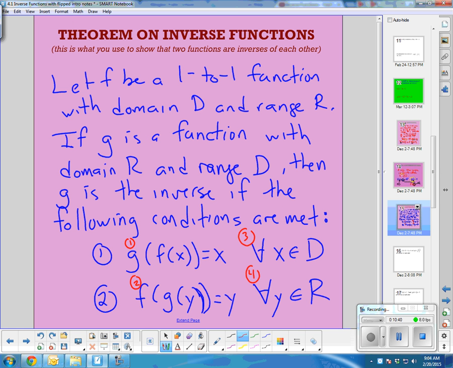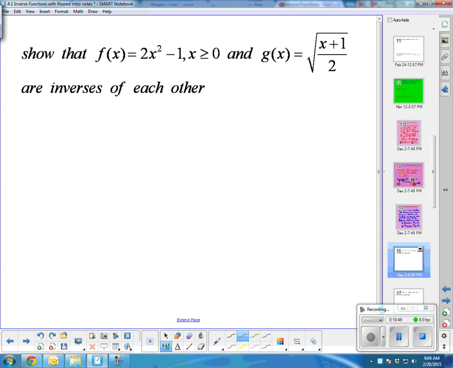So make sure you have this, study it, know it, understand it, be able to reference it. When you come to class, we're just going to jump right into actually doing that. This is going to be our first example in class. Show that f of x and g of x are inverses of each other, and we're going to use that theorem to do that.